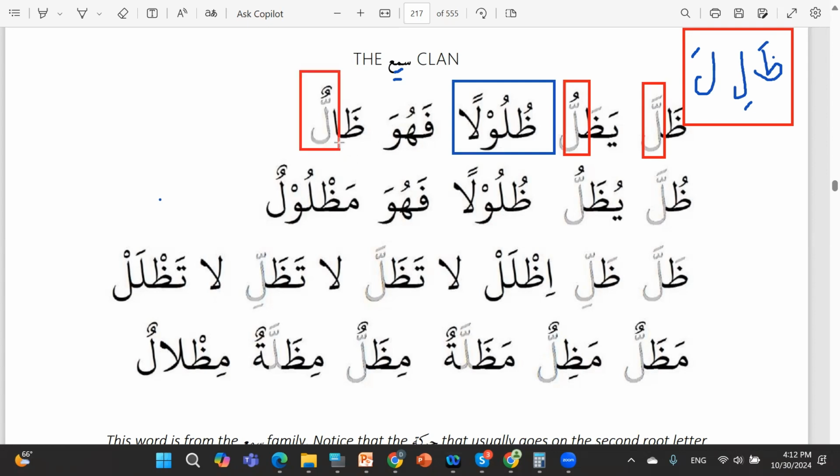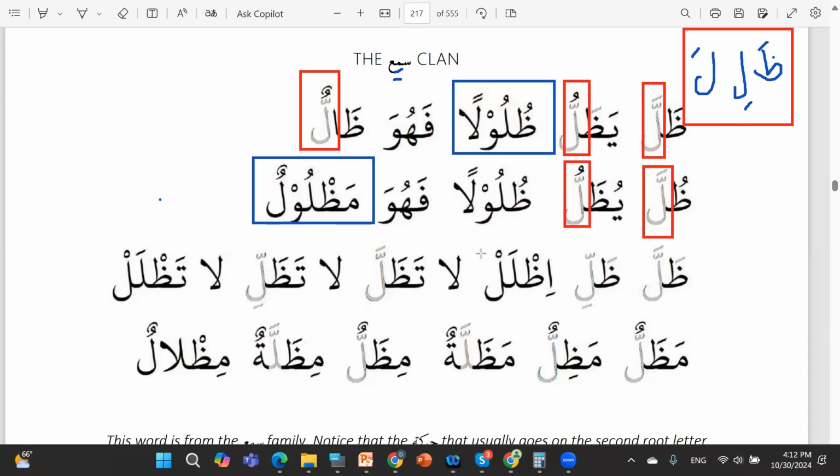Okay, then ism fa'il, there is a shadda. There is a shadda, dhalun, instead of dhalilun, dhalun. Then zulila becomes zalla with a shadda. Yuzlalu becomes yuzallu with a shadda. And again, the ism maf'ul has split, no fusion. Maf'ulun, madlulun.